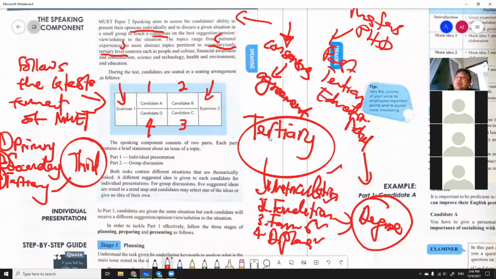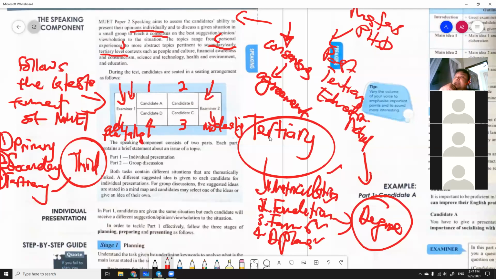Normally, examiner 1 will be doing all the talking, whereby examiner 2 will be there for the purpose of moderating the marks. Moderating the marks means examiner 1 will be giving the marks as well. Examiner 2 will be giving the marks as well. And then once the session is over, before we ask another group to come in, we'll be discussing the marks for each candidate first.